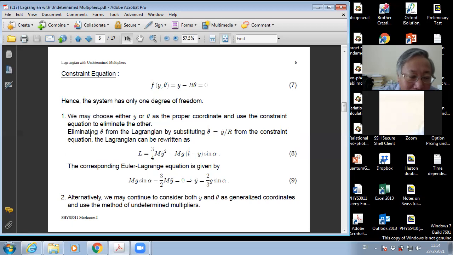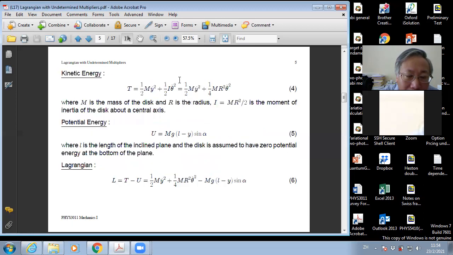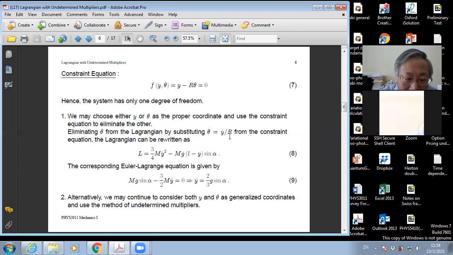All right. So theta dot is equal to y dot divided by r. So we substitute this into the Lagrangian here. So the theta dot is replaced by y dot over r. So this is our simplified Lagrangian as shown in equation 8. Now you can see that there is no dependence on theta or theta dot anymore.